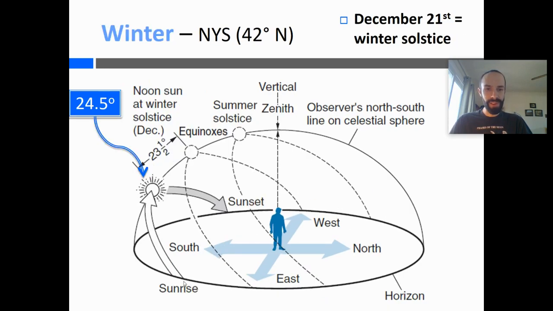Okay. And then finally, winter. Winter has a very, very small path. You'll notice it's a very short day. Sun rises south of east, comes up to an angle of 24.5 degrees above the horizon, and then sets in the southwest.